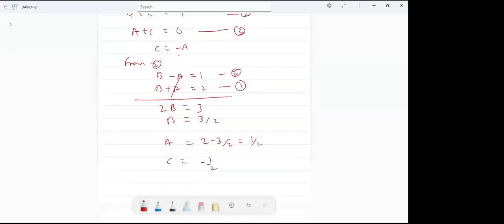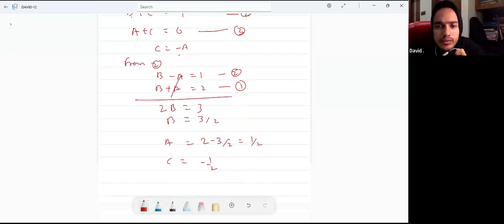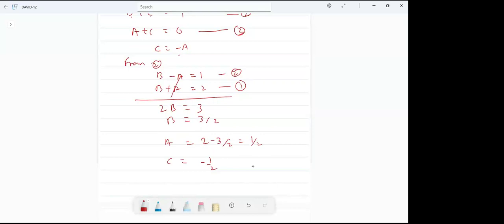Negative 1 over 2, yes, the value of c is negative 1 over 2. We have just got the values of a, b, c by solving the equations, nothing else. You can do either of the ways; solving equations could be a different method.